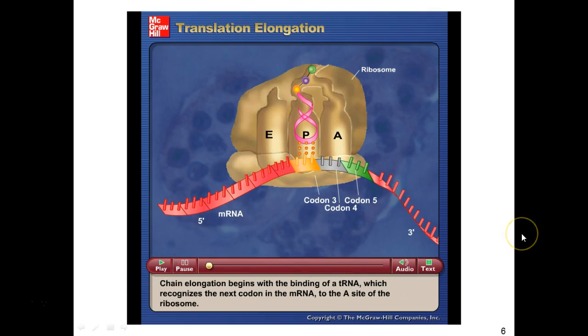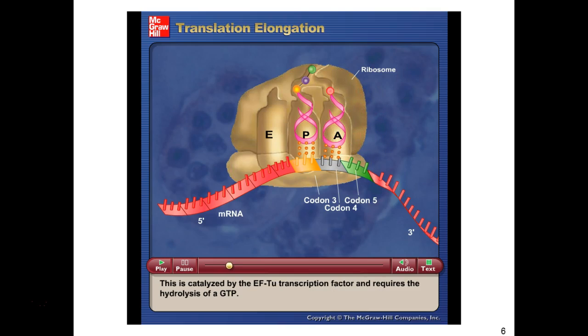Chain elongation begins with the binding of a tRNA, which recognizes the next codon in the mRNA to the A site of the ribosome. This is catalyzed by the EF-Tu transcription factor and requires the hydrolysis of a GTP.